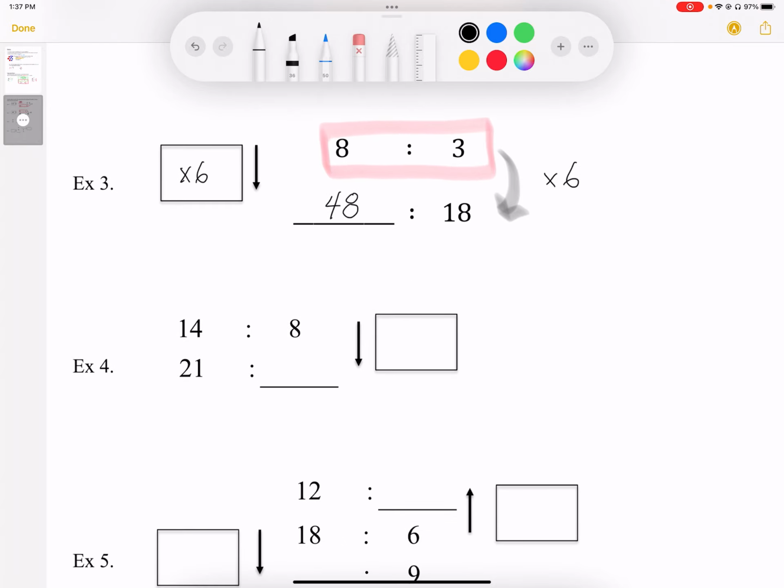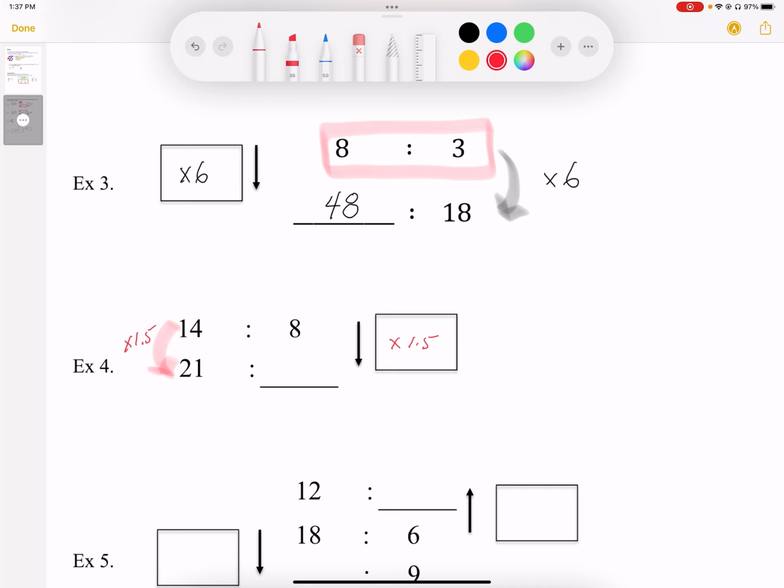8 times 6 is going to be 48. From here, again, if I want to find my multiplier, it does not need to be a whole number. So 21 divided by 14 is 1.5. So I'm going to times by 1.5 going down. So I'm going to times by 1.5 on the other side.